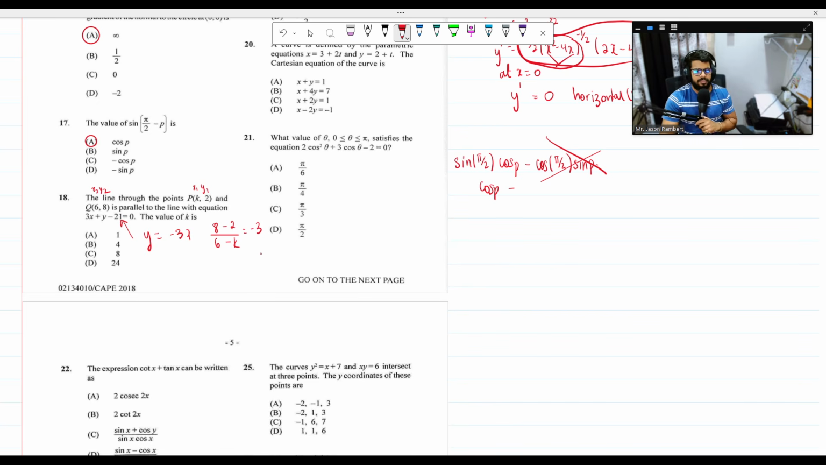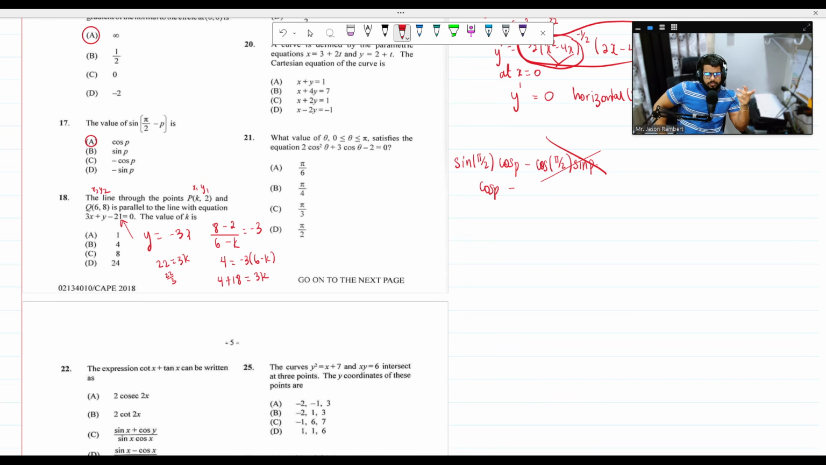The parallel lines have the same gradient. 8 take away 2 is 4. It's equal to minus 3 into 6 minus k. 6 threes are 18. When I move the minus 18 across, I get plus 18. 4 plus 18 is equal to minus 3 by minus k is 3k. 18 and 4 is 22, which is equal to 3k, and k is 22 over 3. No, that doesn't make any sense to me. Let me see if I made a mistake somewhere.